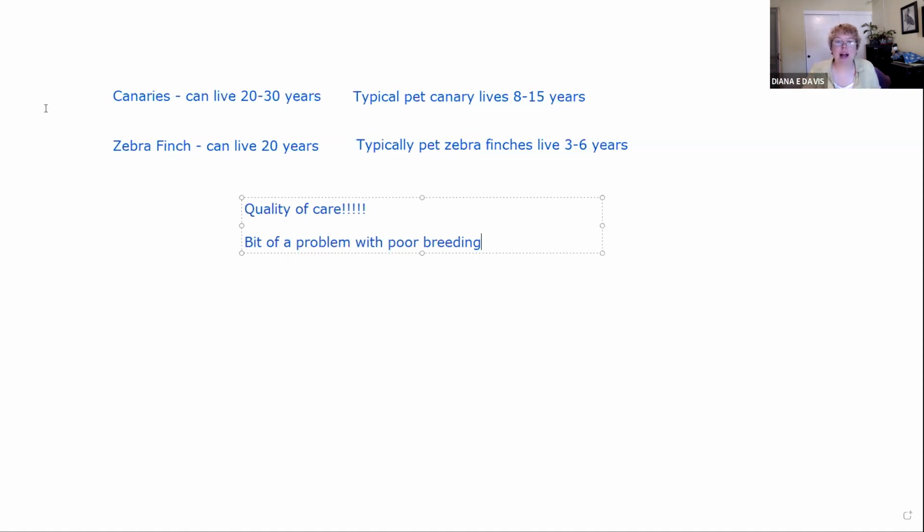The first number, how long can they live? That's not in the wild. That is a well cared for bird in captivity. So yeah, poor breeding contributes to this shorter than possible lifespan, as well as quality of care.